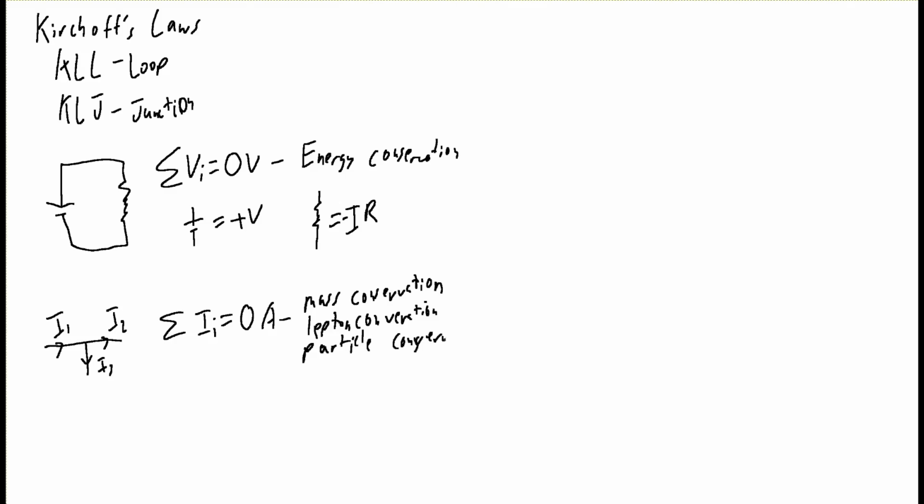There are a few ways to write this one down, but the basic idea is that if we have electrons coming into the junction, they must leave the junction, and so the sum of the i's coming in is equal to the sum of the i's leaving. And so that's the idea of the Kirchoff laws.